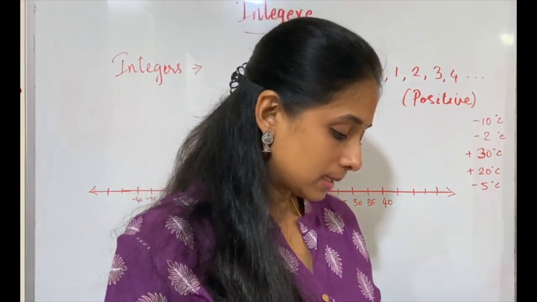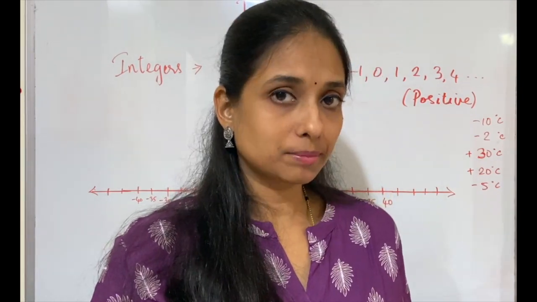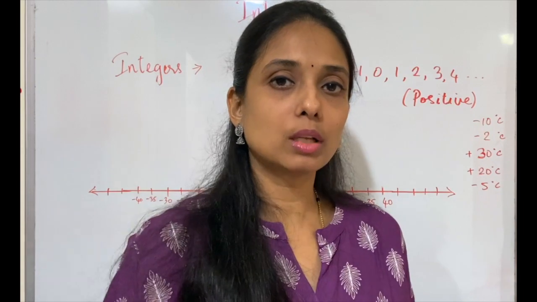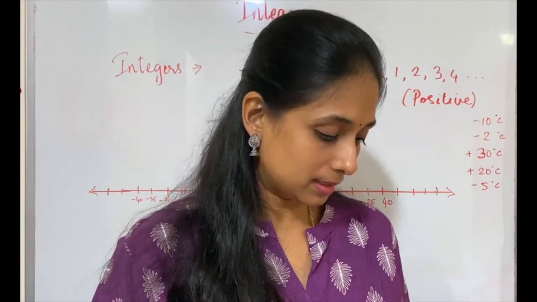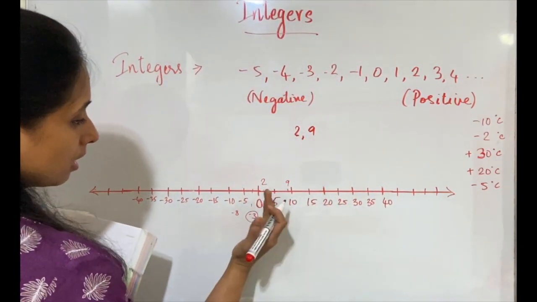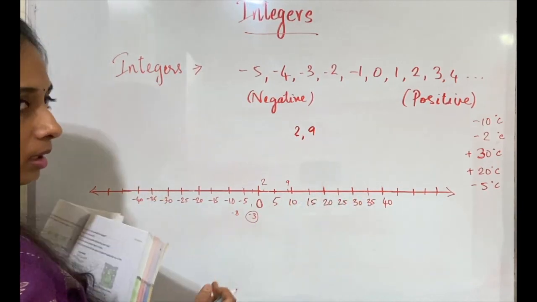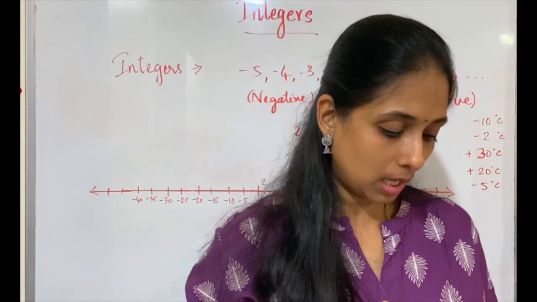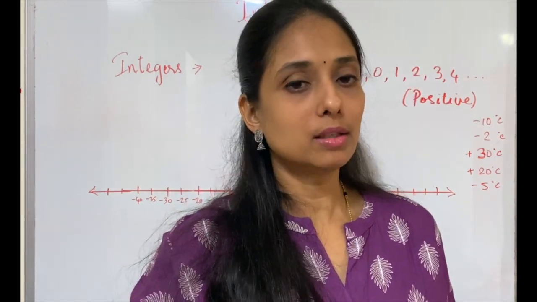Okay. -11 and 10. Which number is greater in this? -11 or 10? 10 is greater. So 10 is on the right side. So whichever number is greater, that will be on the right side. -6 and +6. +6 will be here, -6 will be here. So this is on the right side, means this is bigger. Okay. Answer is +6.